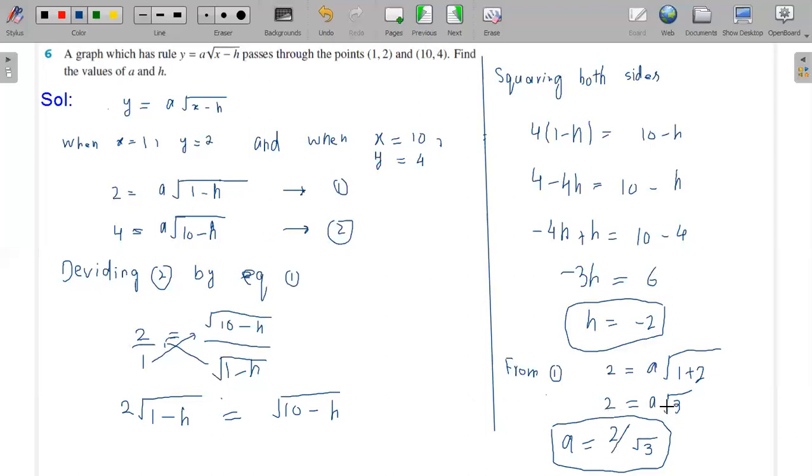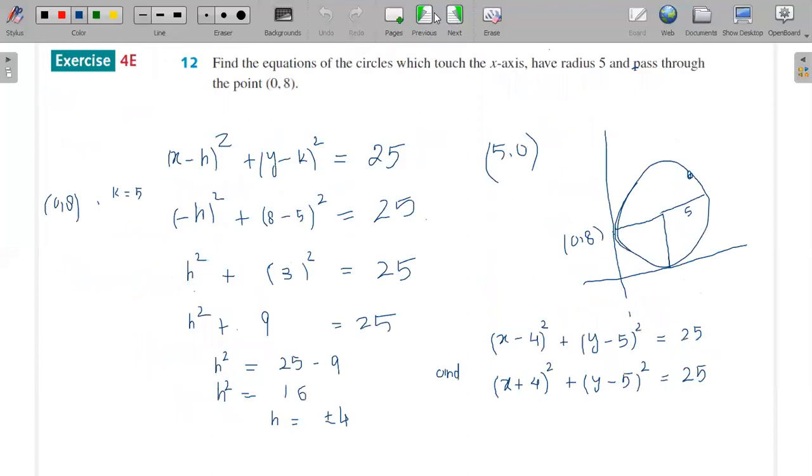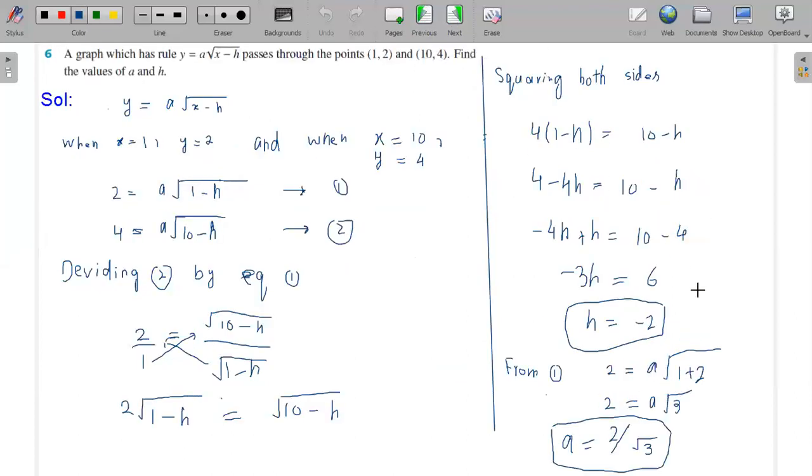Here again we will divide by the square root of 3 on both sides, so we get 2 by the square root of 3 on the left hand side and only a on the right hand side. So a equals 2 over the square root of 3. Actually, we have to remove this square root of 3 with a. We have to find the value of a, so we have to take a alone. That's why we divide by the square root of 3 on both sides.